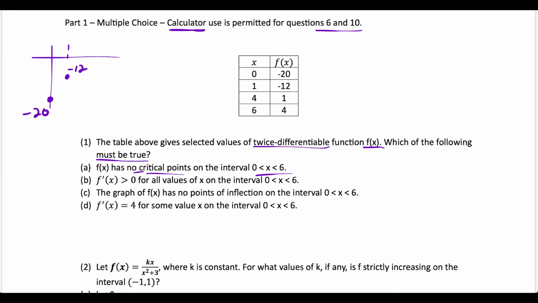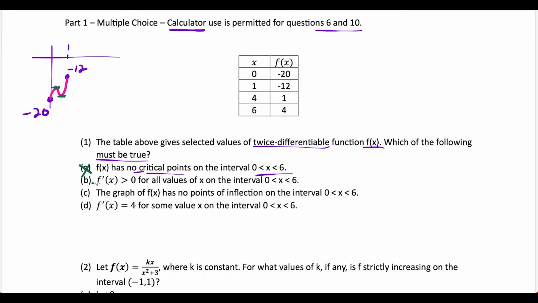And let's say I draw this in a random way. I have this go up, down, and then back up like this. Well, choice A is saying that f of x has no critical points on the interval from 0 to 6. And if we look here, the way I drew this, there's a critical point right there, a point where the slope is equal to 0. So we actually have two critical points. So choice A is out because this is assuming here that we're just always increasing.